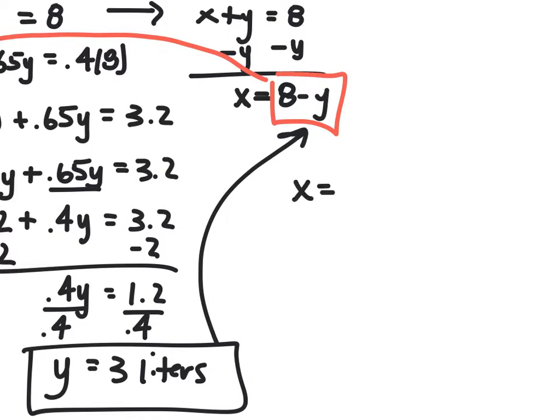X is going to equal 8 minus 5, or I'm sorry, 8 minus 3, that's my bad. 8 minus 3, so x is equal to 5 liters, okay?